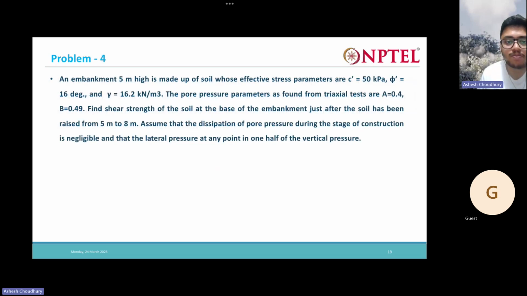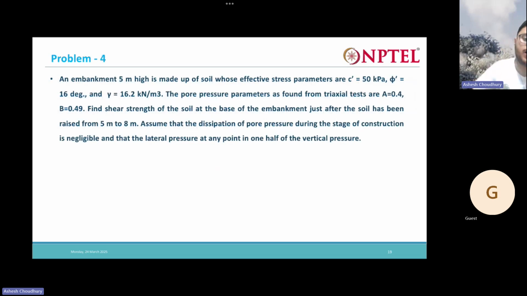The pore pressure parameters as found from triaxial tests are A is equal to 0.4 and B is equal to 0.49. Find the shear strength of the soil at the base of the embankment, just after the soil has been raised from 5 meter to 8 meter. Assume that the dissipation of pore pressure during the stage of construction is negligible and that the lateral pressure at any point is 1/2 of the vertical pressure.